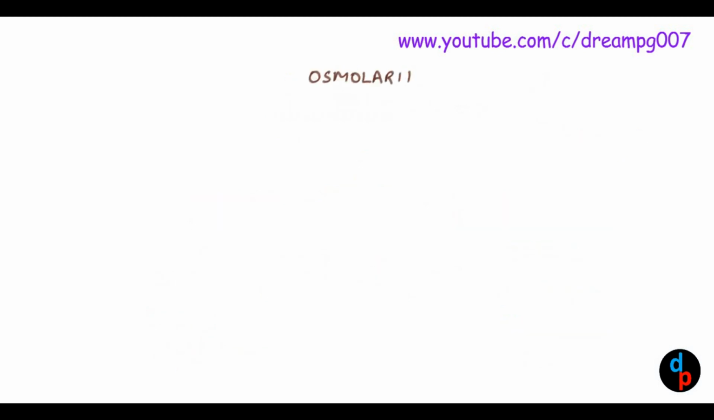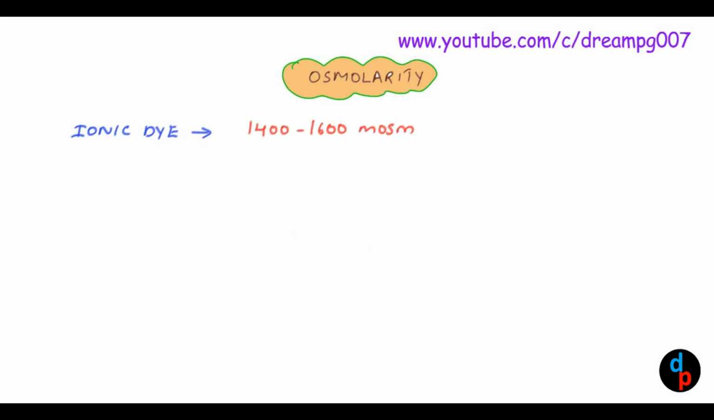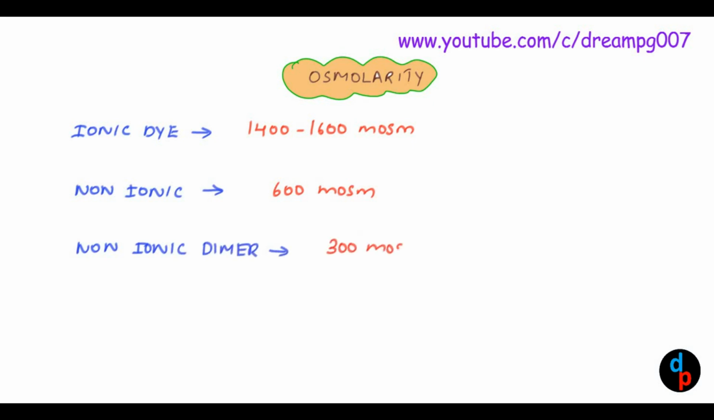Now we can look into the osmolarity of various dyes. Ionic dye has an osmolarity of about 1400 to 1600. Non-ionic monomers have an osmolarity of about 600, whereas non-ionic dimers have an osmolarity of about 300.